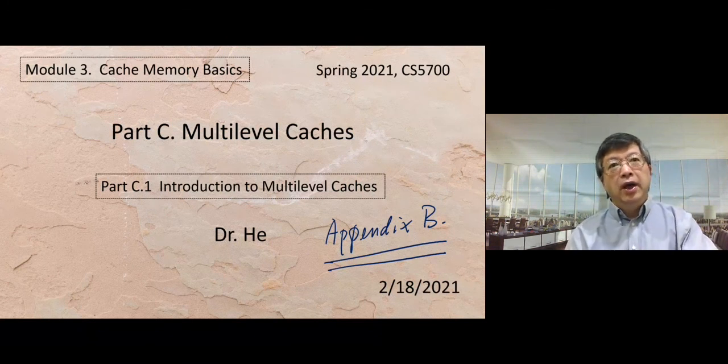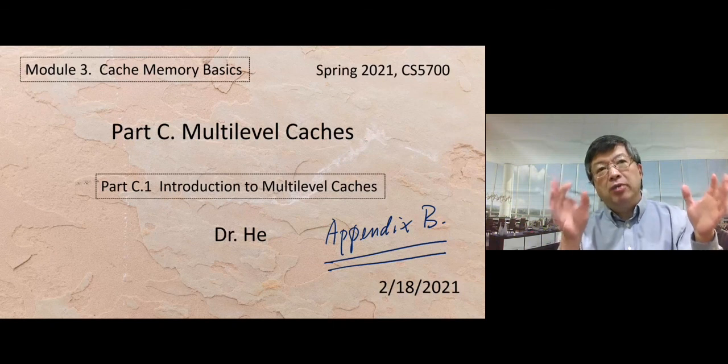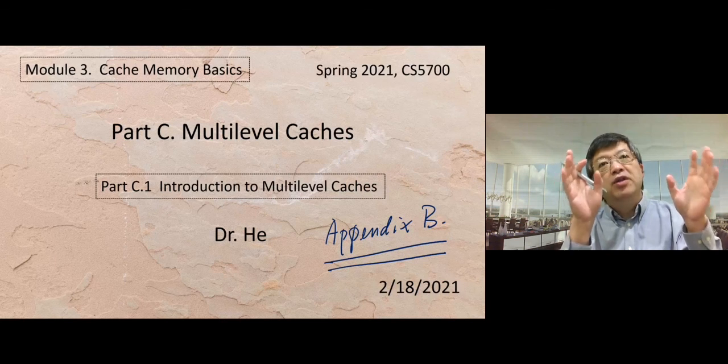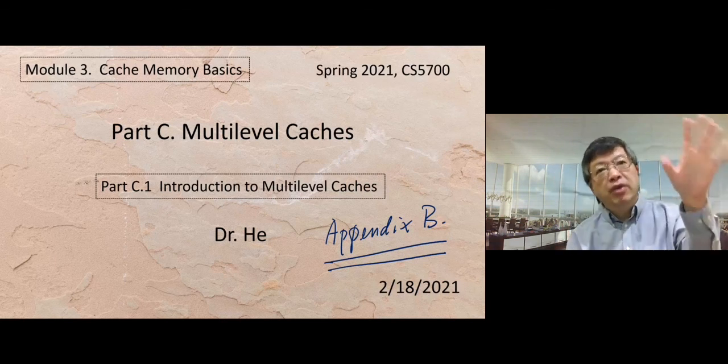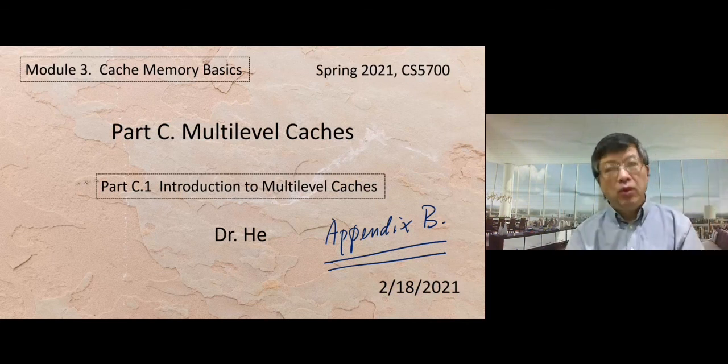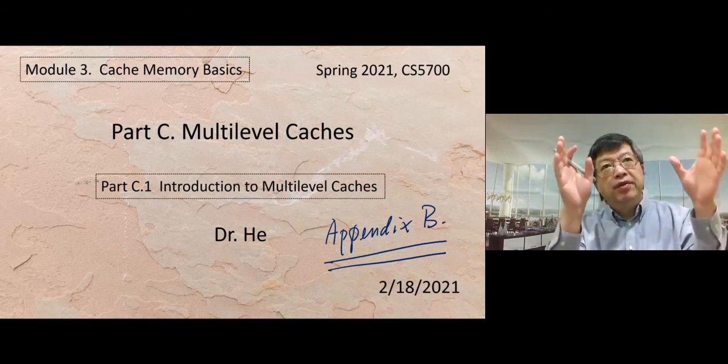All right, and we only use this part, Part C. We only use this module, Module 3, for this cache topic. After Part C, we will complete this topic.